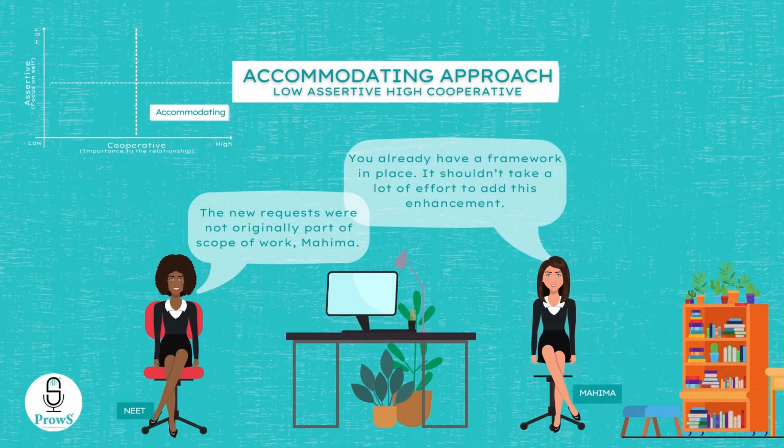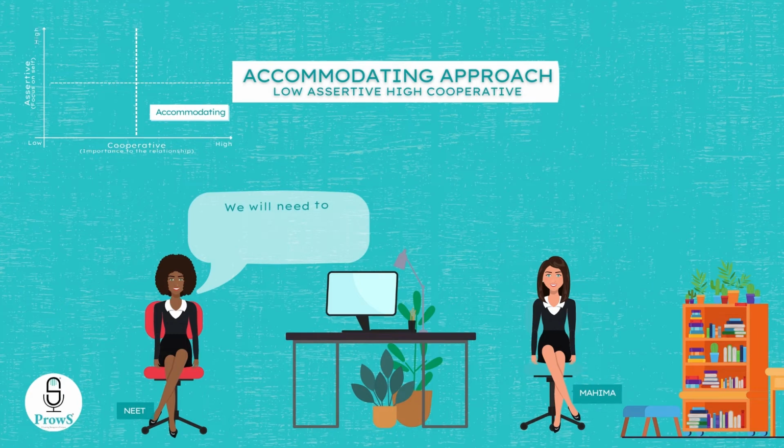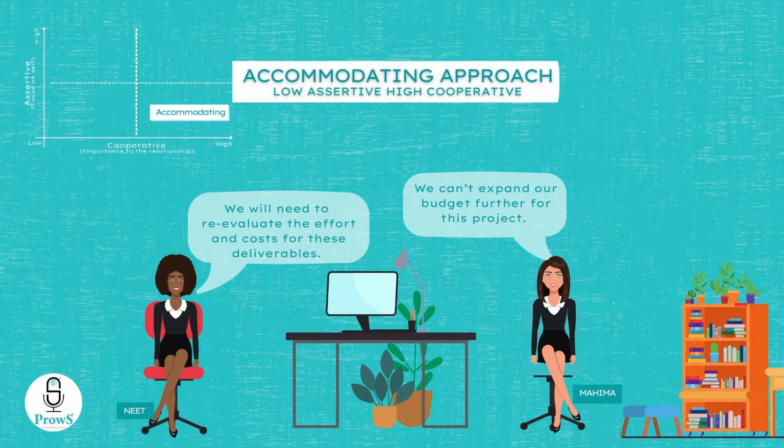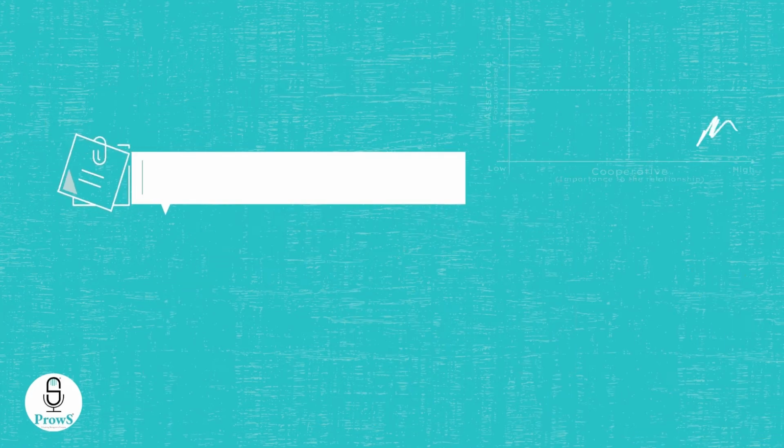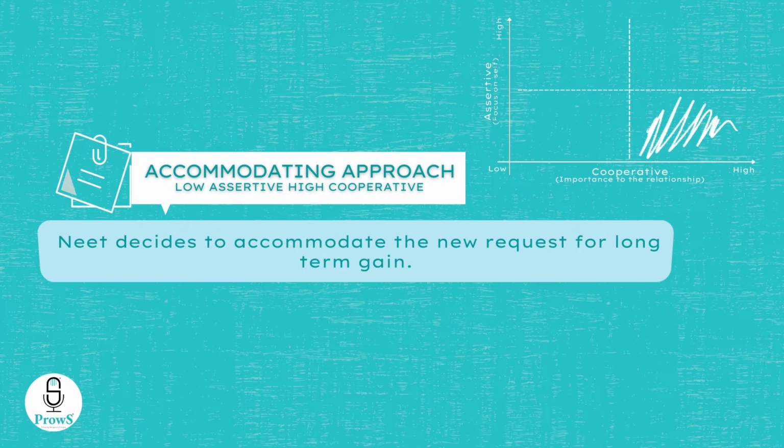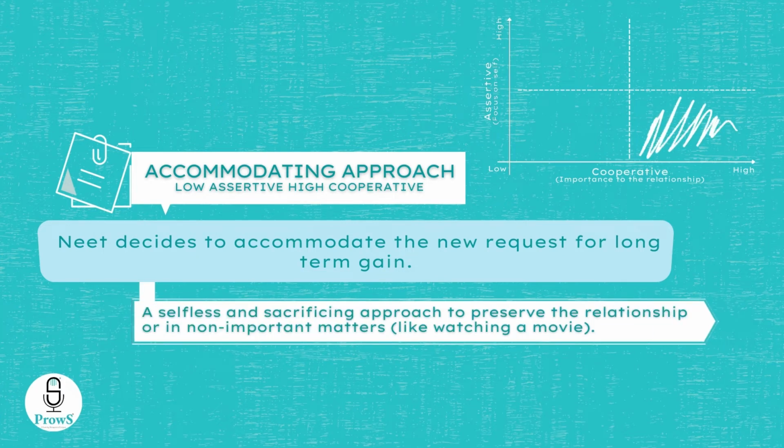However, Mahima takes on a competing approach over here to manage the disagreement and asserts that the new requests don't need a lot of effort. Neith is looking at long-term projects from Mahima and agrees to the new requests at no additional cost. Her objective is preserving the relationship and giving this win to Mahima. So, two important points in accommodating approach are: one, it's a selfless and sacrificing approach, usually taken to preserve the relationship, like in Neith's case scenario. Or it could be used in non-important matters like watching a movie, choosing a restaurant, so on and so forth.